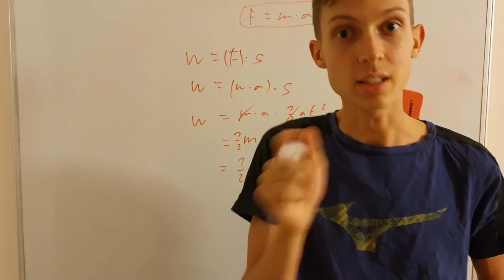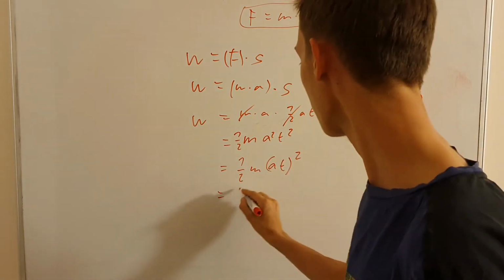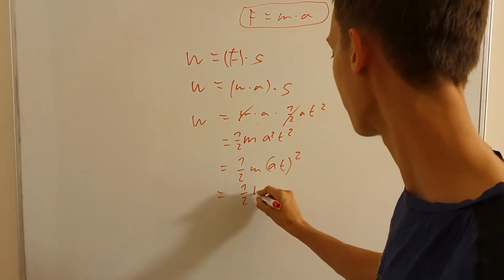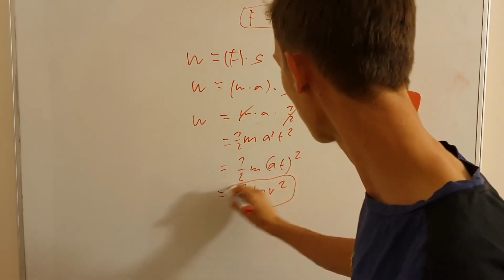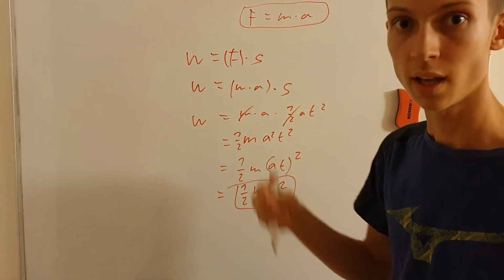But a t equals v. So where does this get us? Well, that's 1/2 m v squared. And this is the precise formula of the kinetic energy in terms of mass and velocity of the object that is concerned.